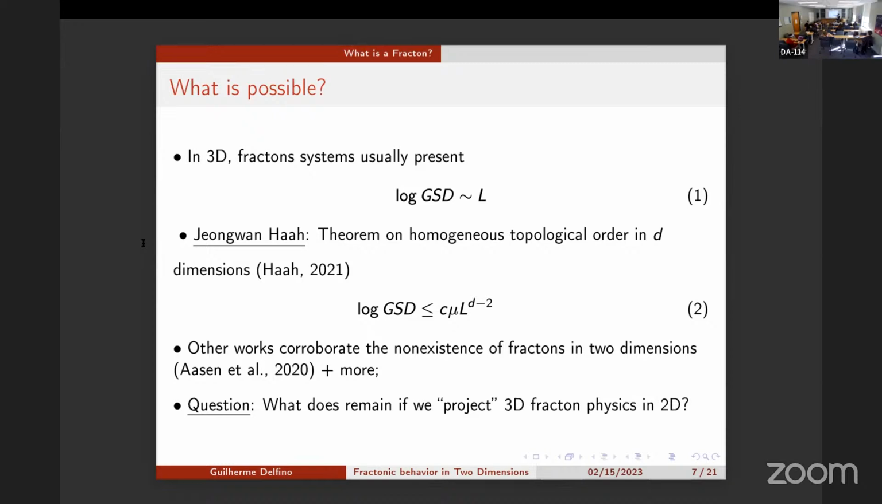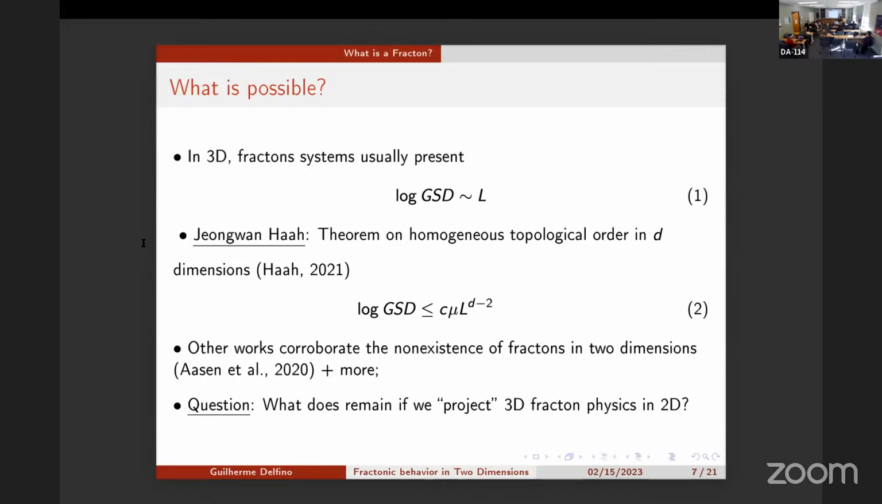So immediately, this makes us wonder, what happens at d equals 2 here? Why do we have this d minus 2? Can I not have UV-IR mixing in d equals 2? Or can I not have fractals in d equals 2? And this is one of the things that I want to tell you about today.